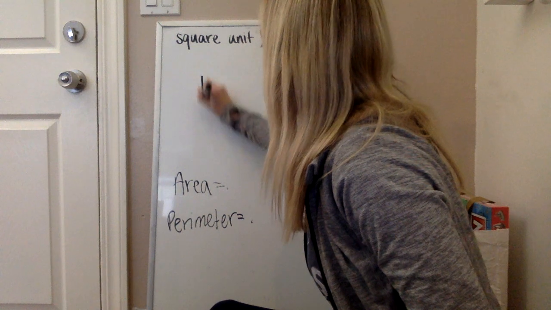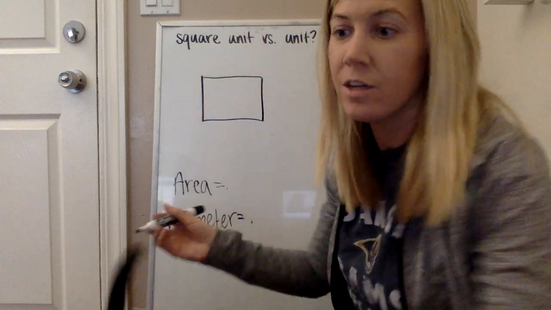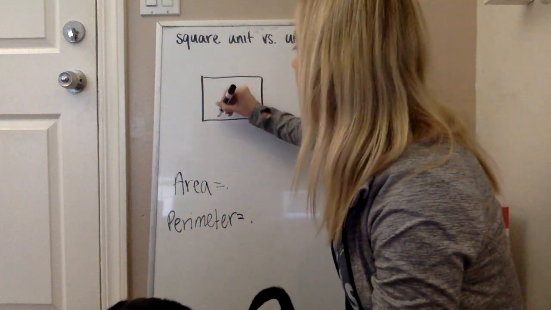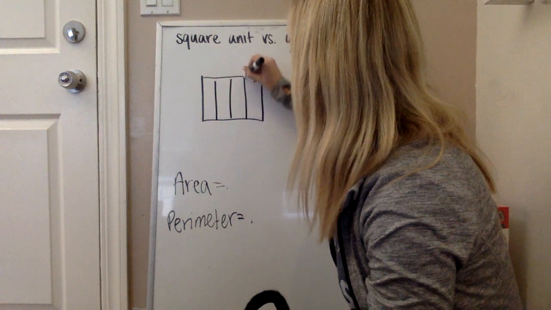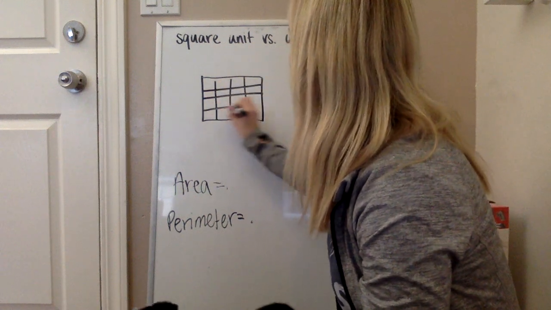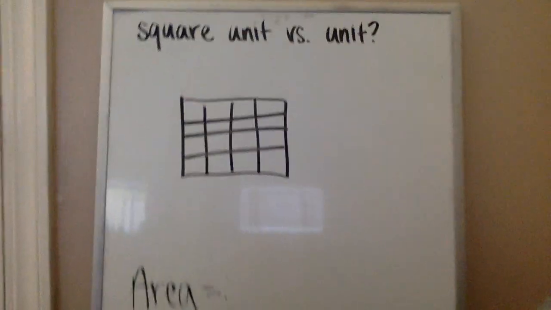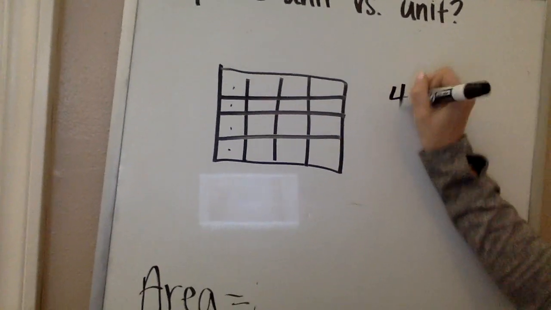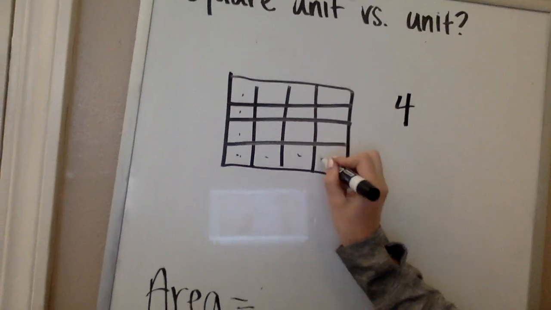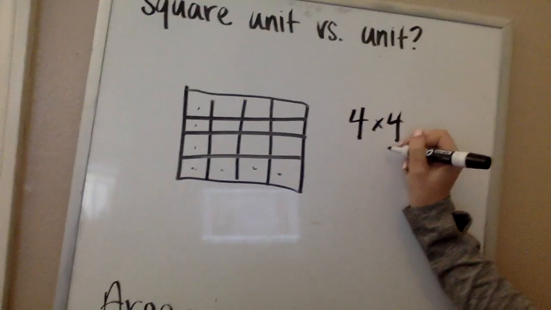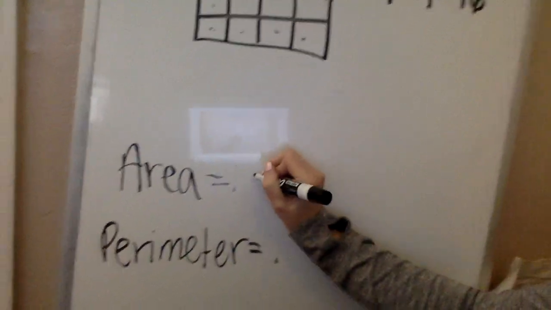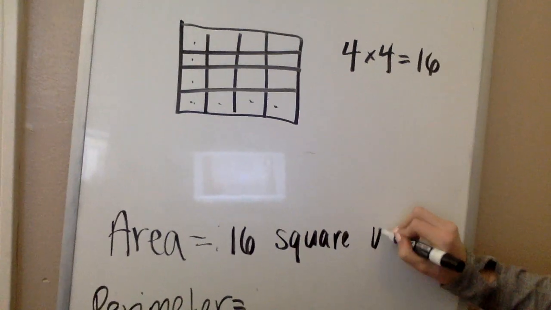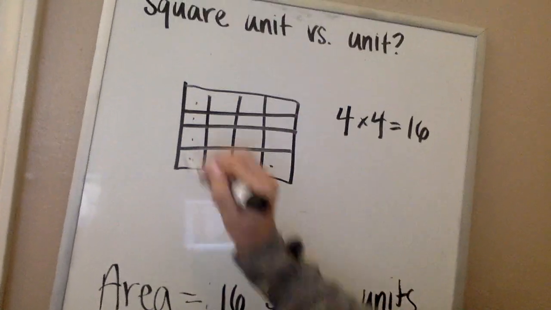The great thing is when you have a shape that's in an array, you can automatically just do multiplication to figure out the area. So if I were to have a 4x4 box, all I have to do is know I have 4 rows, 1, 2, 3, 4, of 4 in each row, 1, 2, 3, 4, and 4 times 4 equals 16. So I would have 16 square units. Because I have 16 squares inside my space.